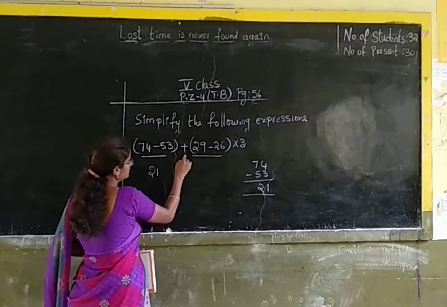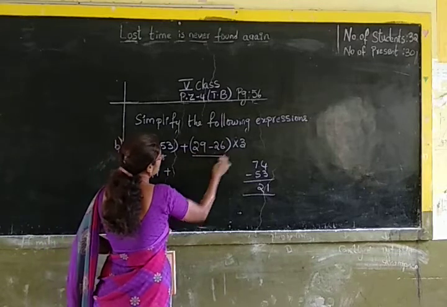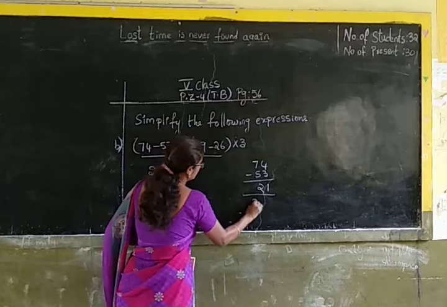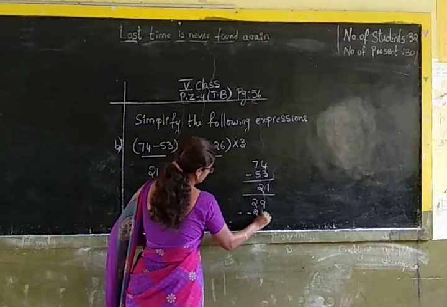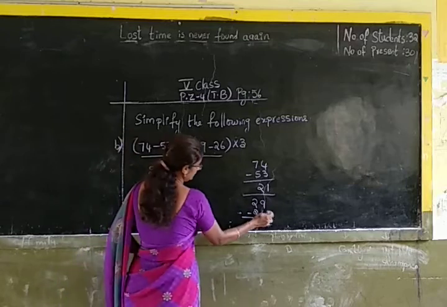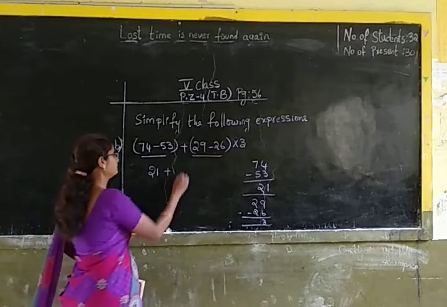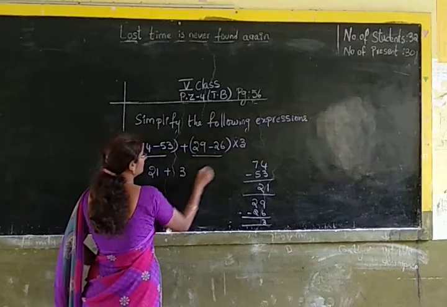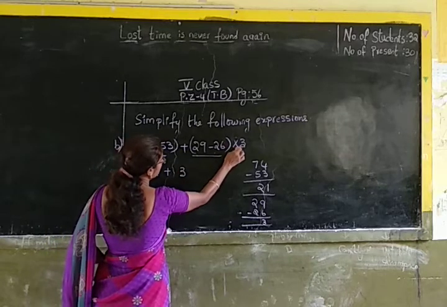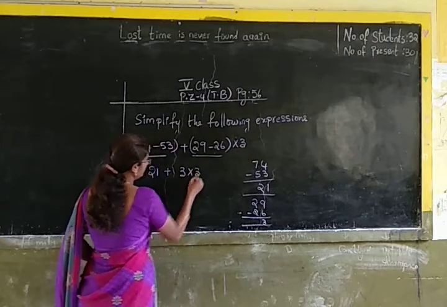After the bracket, what is the symbol? The symbol is plus. Next we have to solve the terms in this bracket, that is 29 minus 26. 9 minus 6 is how much? 3. 9 minus 6 is 3. So 3. What is outside of the bracket? The symbol outside of the bracket is into. Next the number is 3.